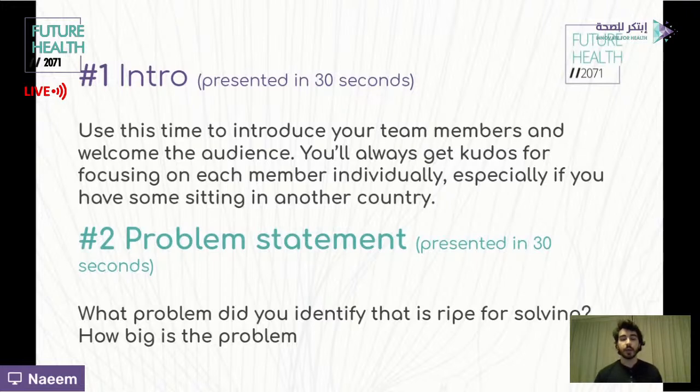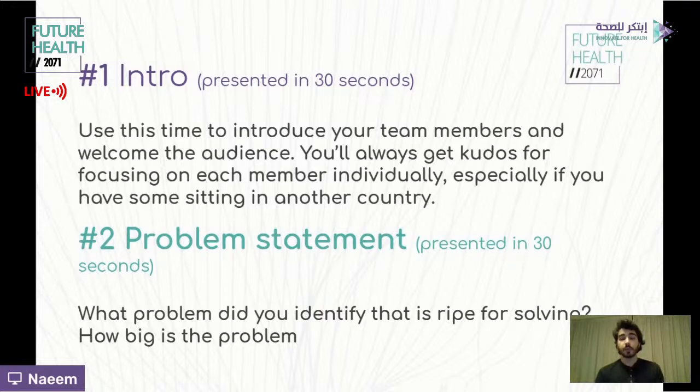The second thing you want to do, the second slide, is the problem statement. You also want to present it in 30 seconds. You want to mention what problem you are trying to solve and make it very concrete, because this will set the path for whatever is coming. You want to tell the judges and the participants what problem exactly you are coming after.